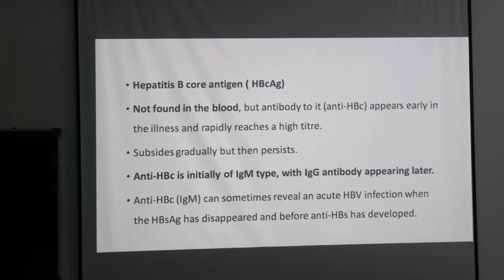Then hepatitis B core antigen, or HBc antigen, is not found in the blood, but antibody to it appears early in the illness and rapidly reaches a high titer. It subsides gradually but then persists. Anti-HBc is initially of IgM type. After that it is IgG type. IgM means it is acute type. IgG means it is chronic type.